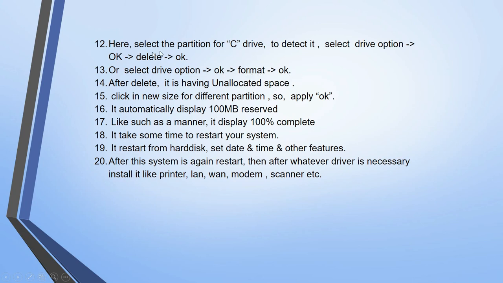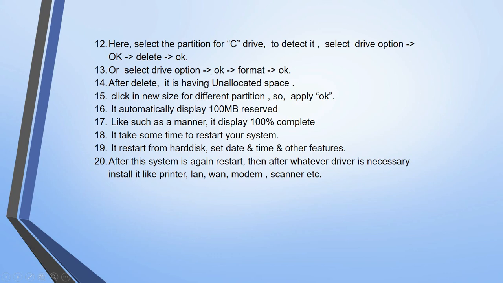Now see what this 12 number and 13 number mean. Point 12 says that if you have 3 partitions and you don't want those 3 partitions, you have to delete them because you have to clean up the partitions, then assign new partitions, then install the OS. Then you go for this 12th option. Select the drive option, then click OK, then delete the drive option. Otherwise, if you only have to format, then select the drive which you want to format, then click on the Format option.